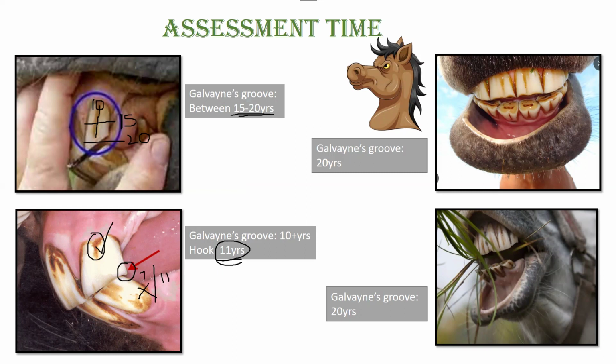Next, here we again have a galvanic groove that is covering the whole tooth. Even in the lower arcade, you can say the whole tooth is being covered by the galvanic groove. That means simply 20 years. Here you can see the whole tooth has the galvanic groove. Not even the upper portion is missing. So it's 20 years plus of age.